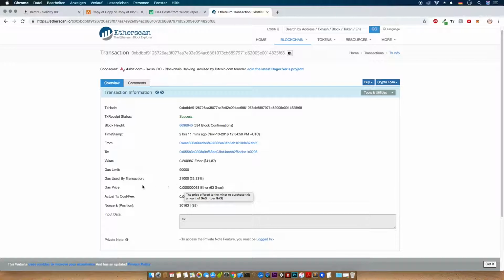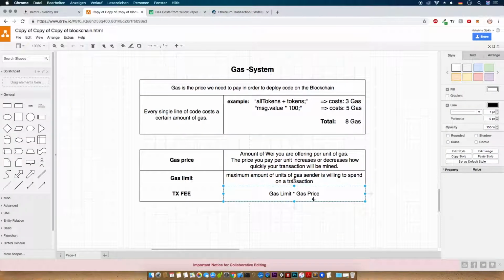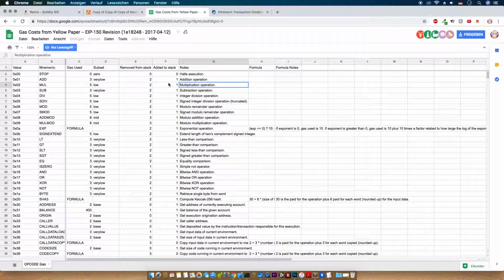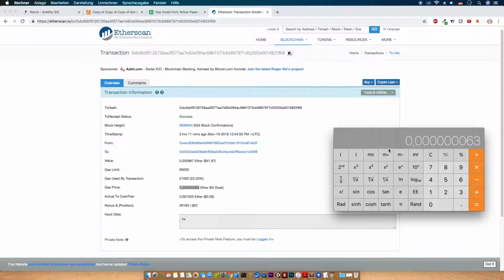And the last property we can find in all transactions is the actual transaction fee. This is simple, because this is just the gas used multiplied with the gas price. In this case, it's this multiplied with 21,000.